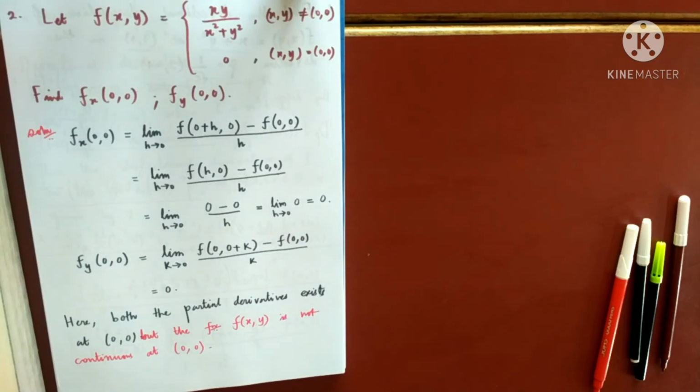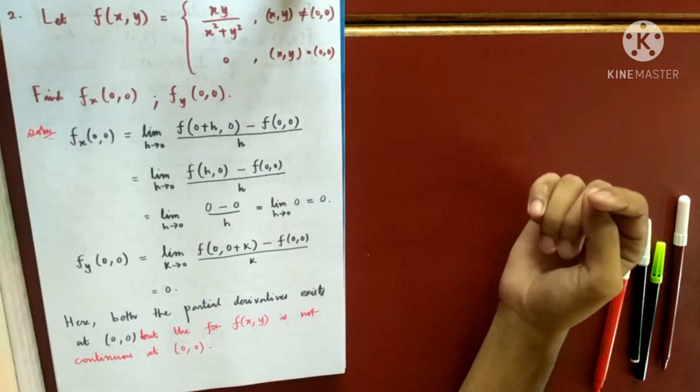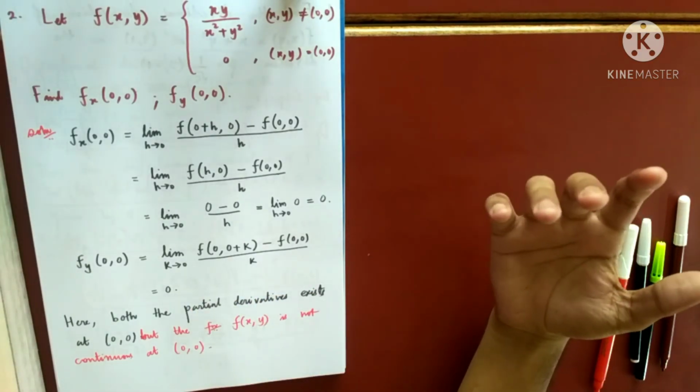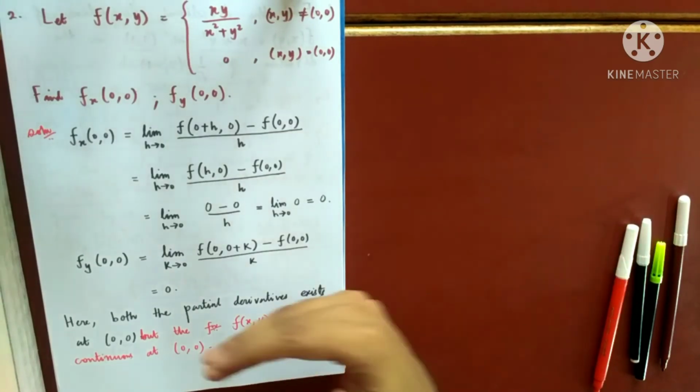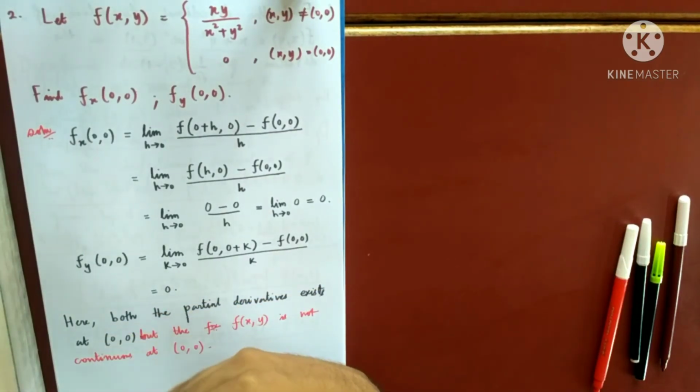Now we will see what happens if we impose some extra condition on partial derivatives. That is known as a sufficient condition of continuity. That means existence may not guarantee continuity, but if I impose some more conditions, then that will imply continuity. That we will do in the next class. Thank you. That's all for today.